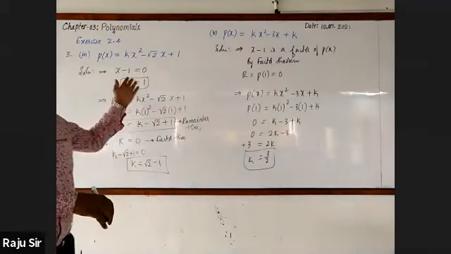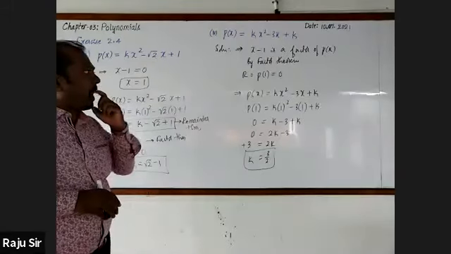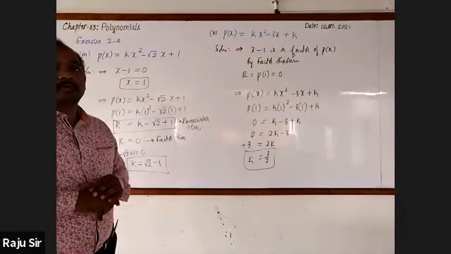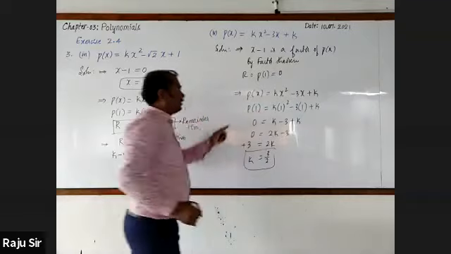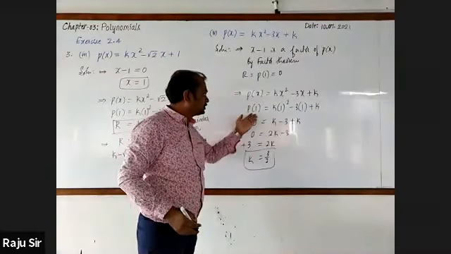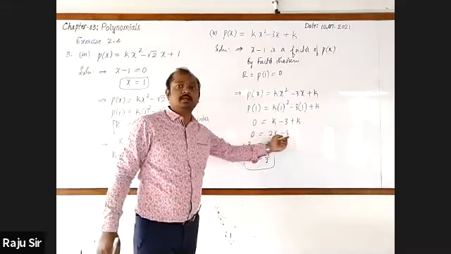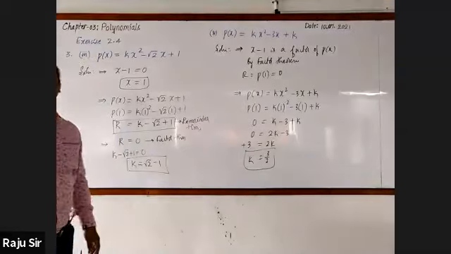From what is given, we use the same. X minus 1 is a factor. Therefore, remainder is P of 1, and that is equal to 0. Then we have taken the given polynomial P of x. On substituting, you get the value of 2k minus 3, equal that to 0. You get k is equal to 3 by 2.